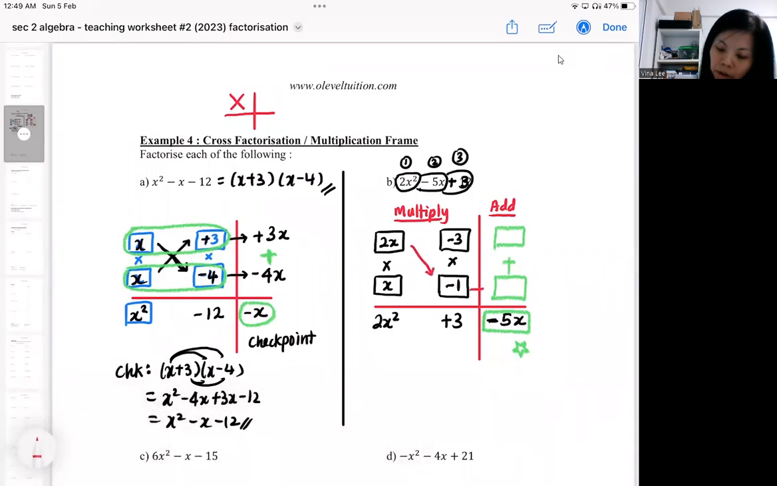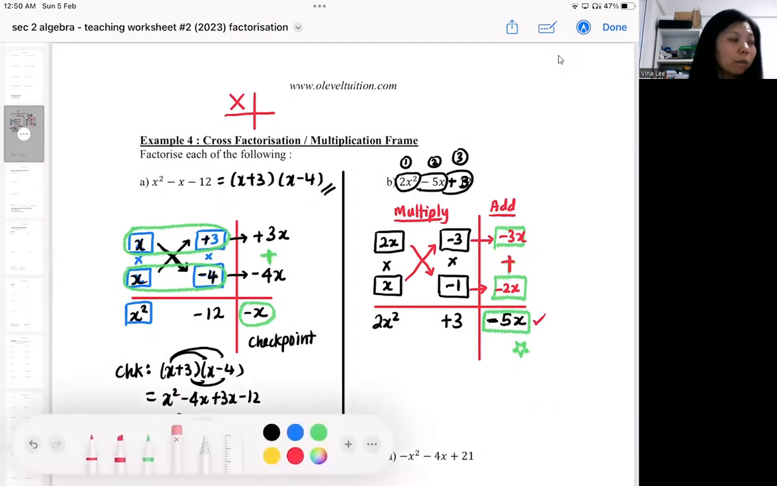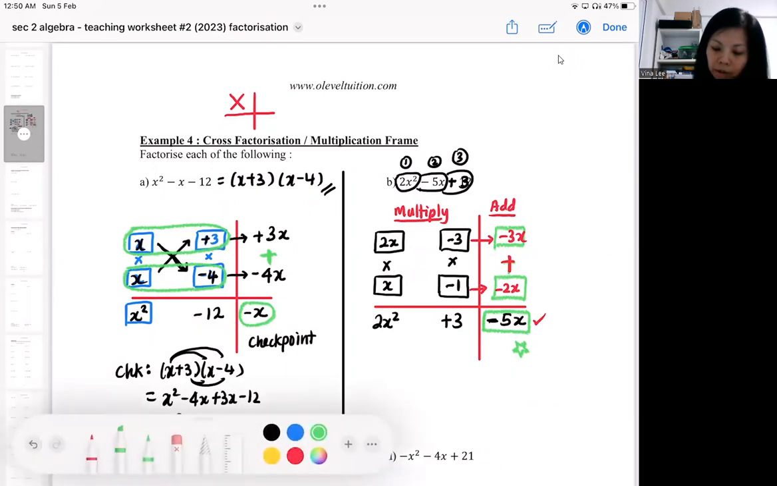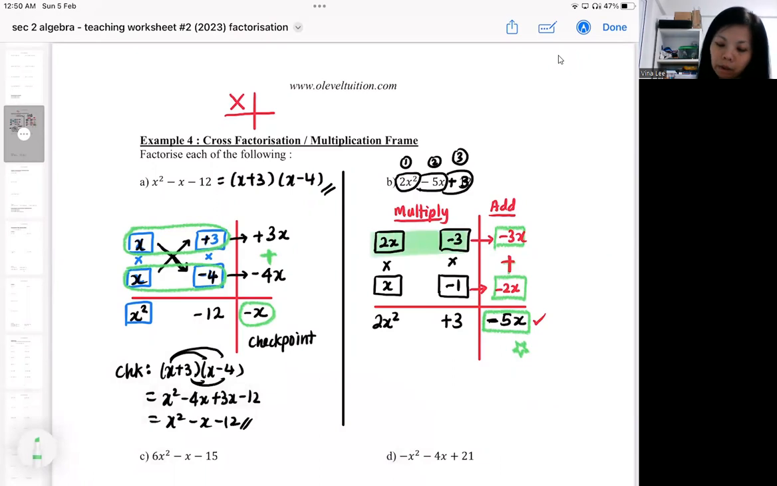So here will give me a -2x. Here will give me a -3x. And if you try adding, it gives you the -5x. Once it gave you the -5x, this will be your answer. These 2 boxes will be your answer.